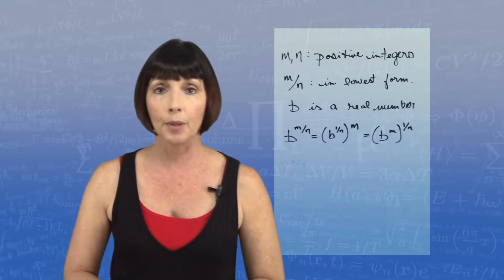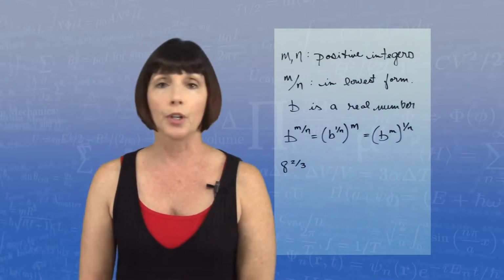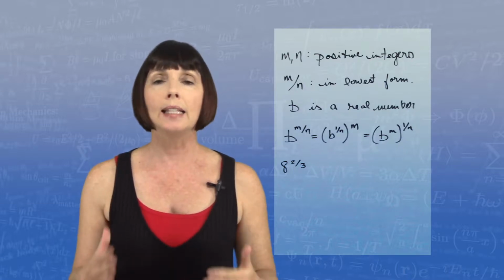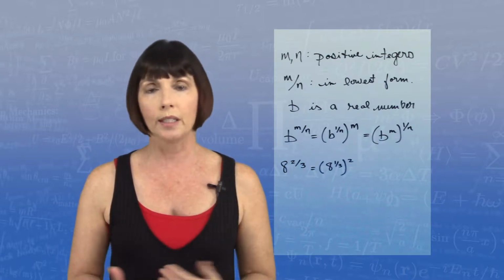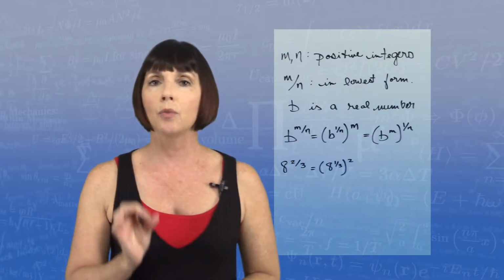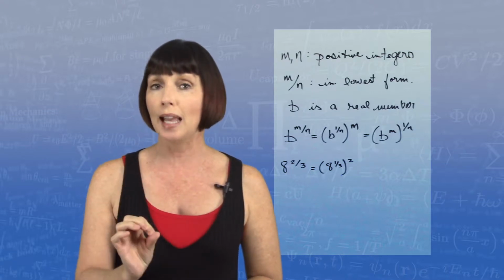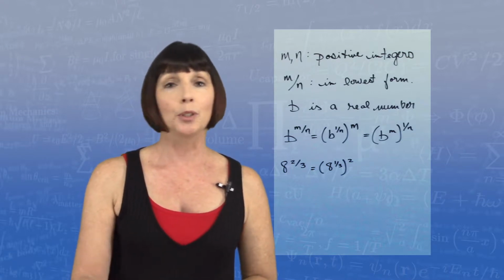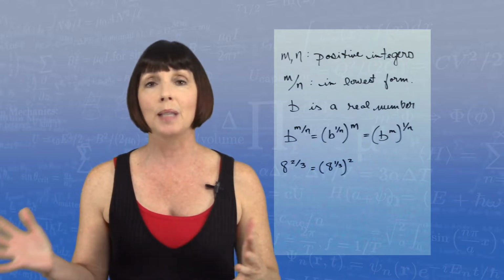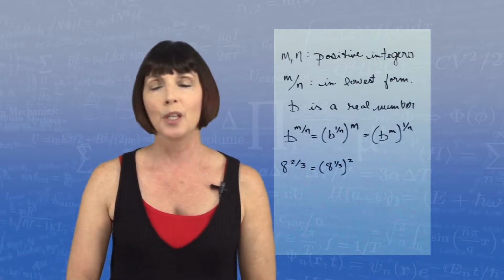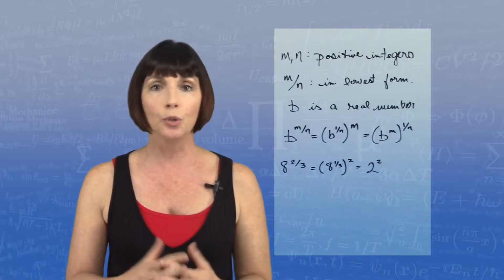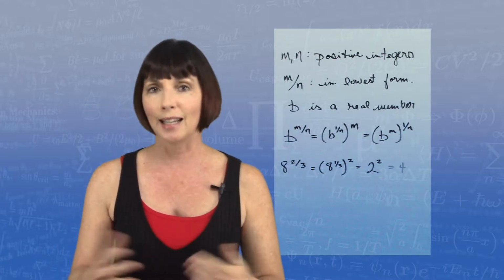Let's look at an example. 8 to the power of 2/3. Okay, so that's 8 to the power of 1/3 and that whole quantity squared. 8 to the power of 1/3 means I take the cube root of 8. So I want the number that multiplied by itself 3 times gives me 8, and that number is 2. So 8 to the power of 1/3 is 2, and I have to square that, and I get 4.